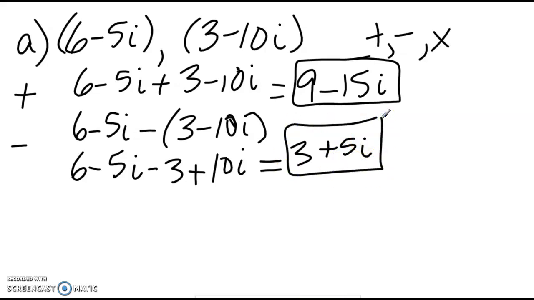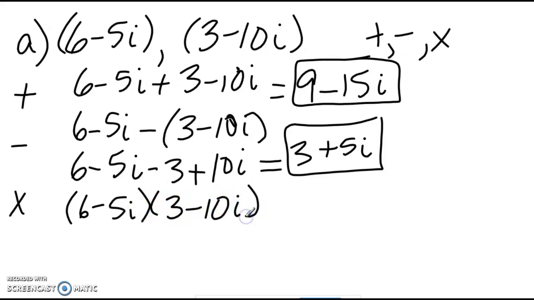Multiplying is where the fun begins. Okay, so still going to use FOIL. And then we'll combine like terms, but then there'll be something at the end we have to do. So we're going to take 6 times 3, first times first, so that's 18. And then 6 times a negative 10i would be a negative 60i.